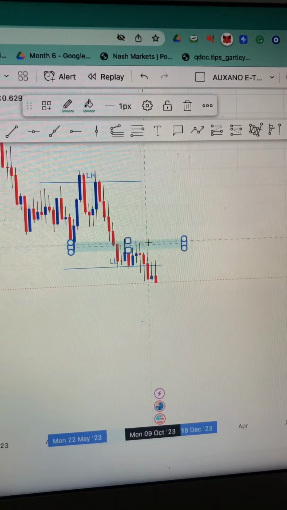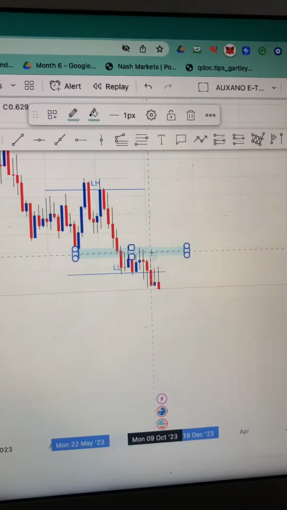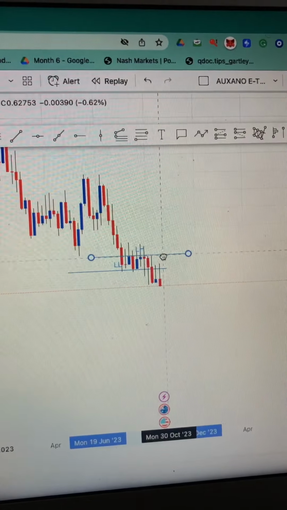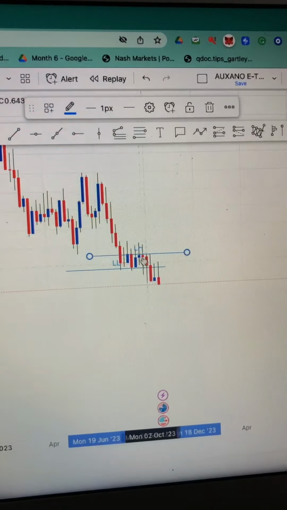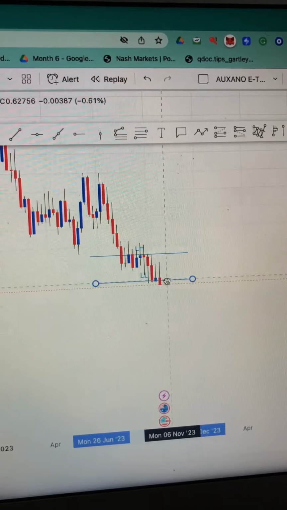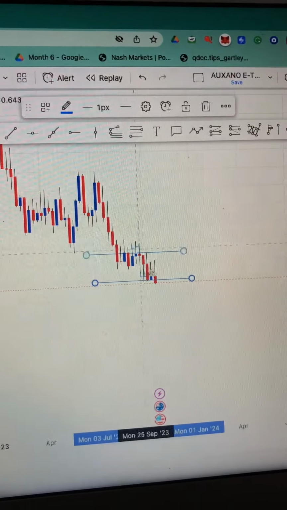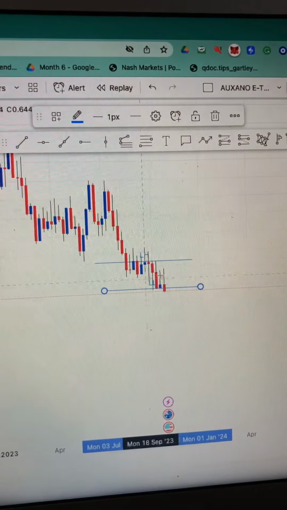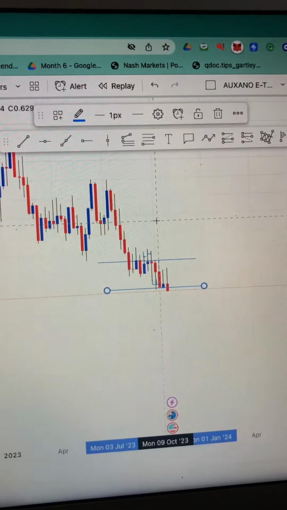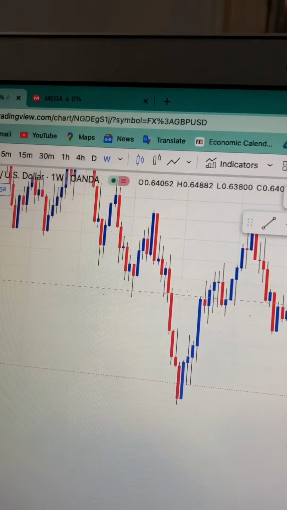Okay, so now this, let me take this out, this now becomes the new lower high that caused a break of structure here, which led to this area here. Okay, so so far so good, the market is bearish. Okay, so I'll take account that on the weekly time frame the market is bearish.